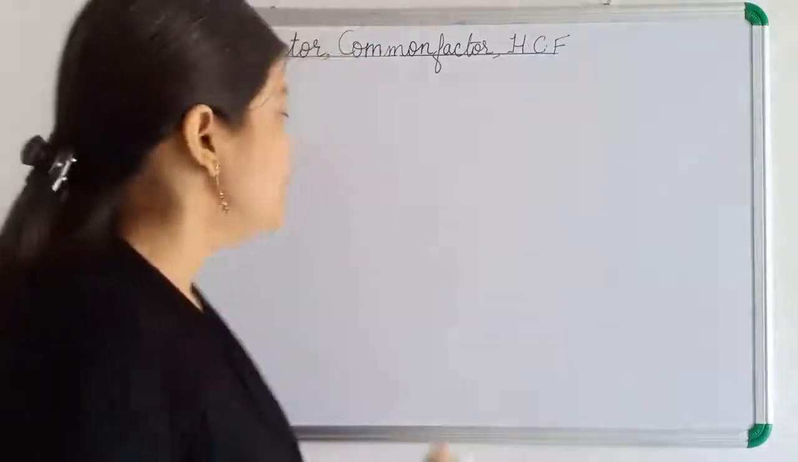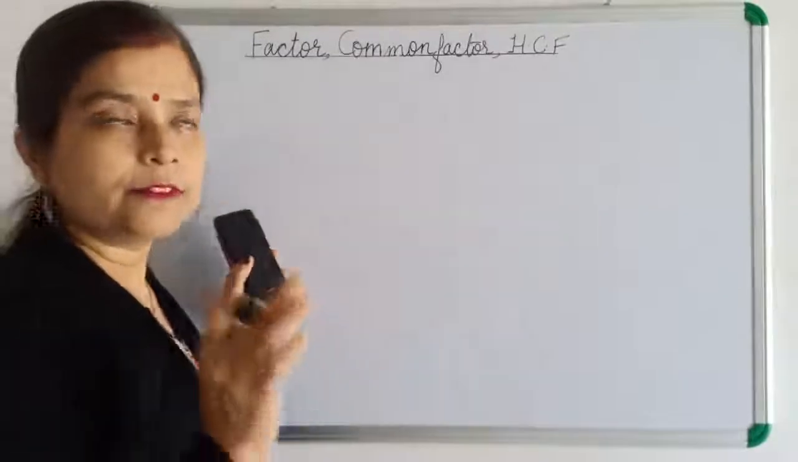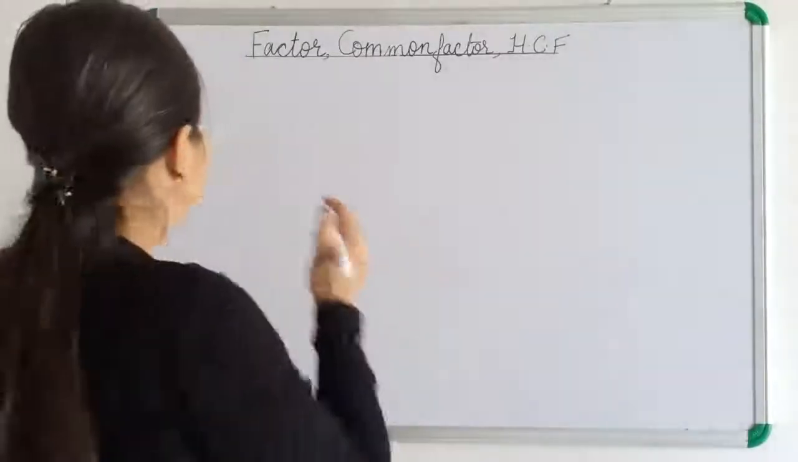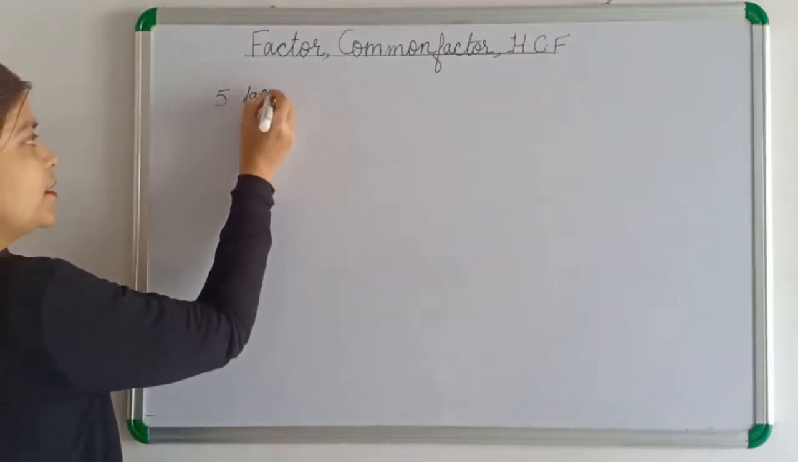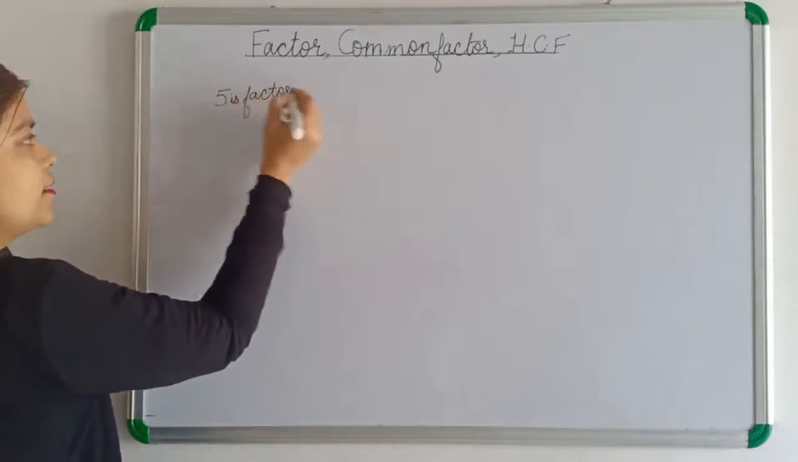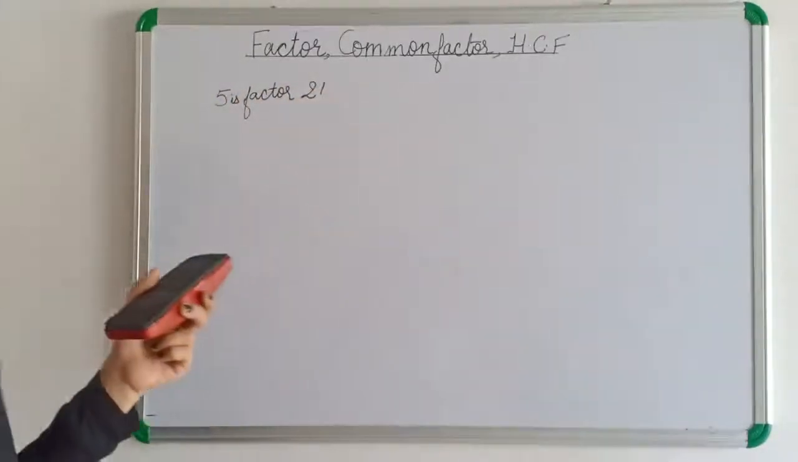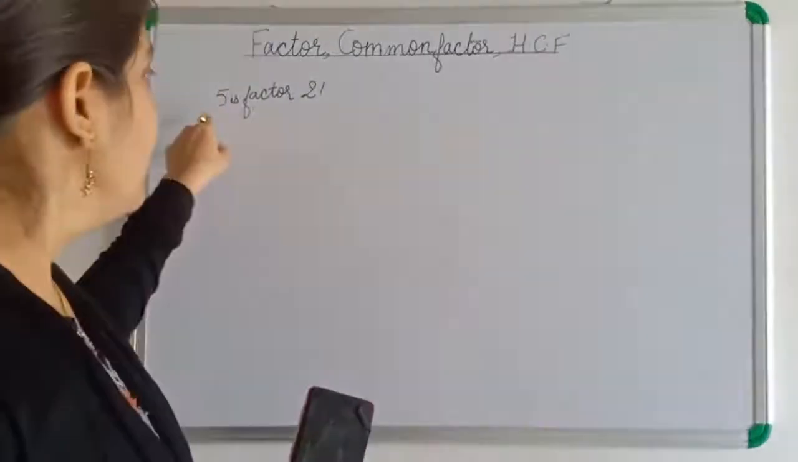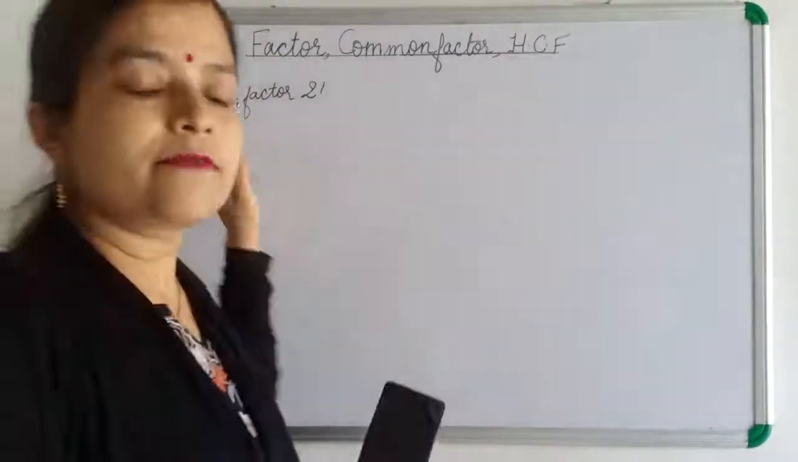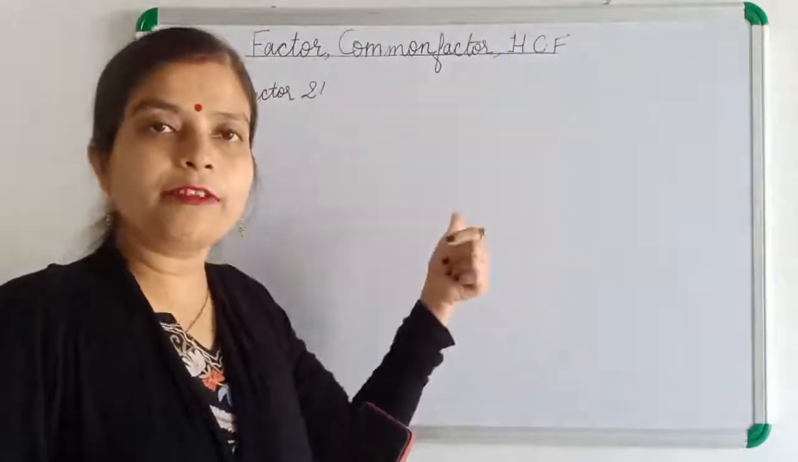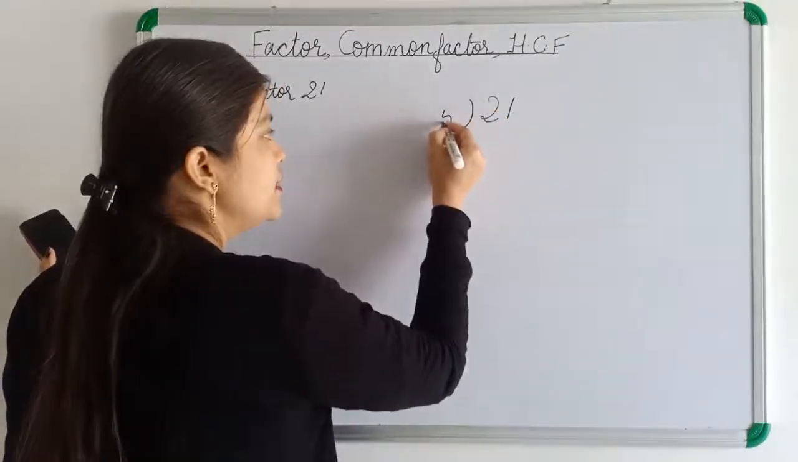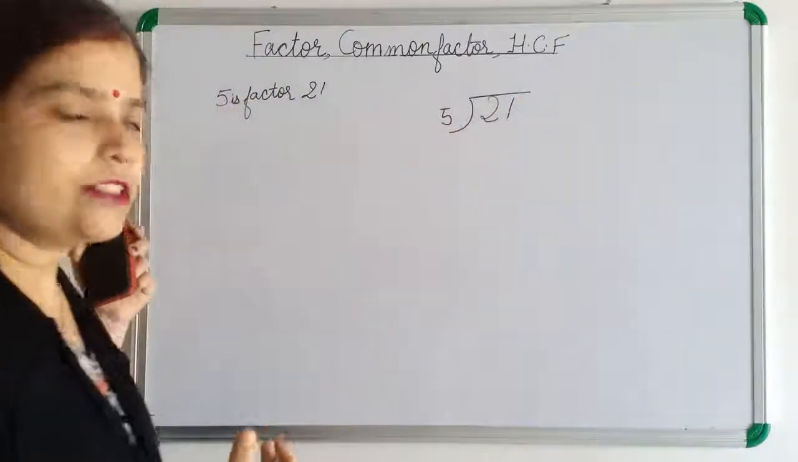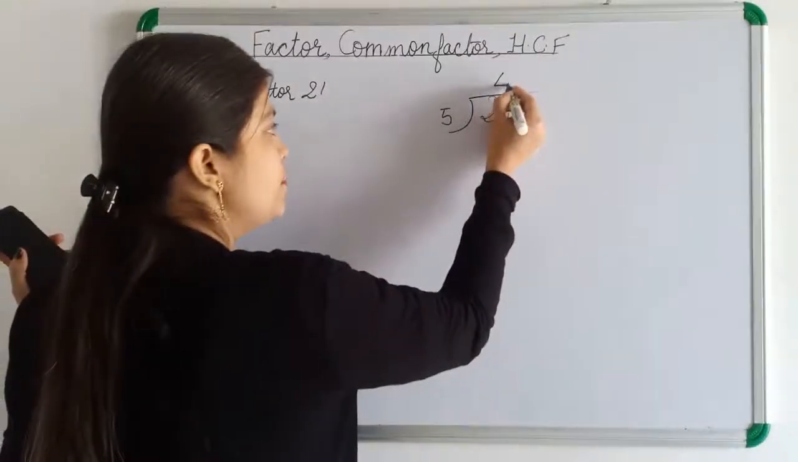Okay. For example, if it is asked to find whether 5 is a factor of 21. Anyone has said? Okay, 5 is the factor of 21. By the definition, we know that when we divide 21 by 5, it will leave no remainder. If 5 is a factor of 21, that means when we divide 21 by 5, we will get no remainder. You can see here 5 4s are 20.